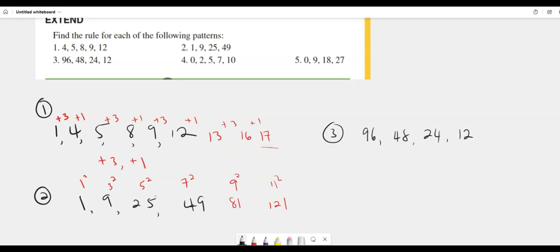Let's look at this. 96, 48, 24, 12. So we notice that the numbers are decreasing. So we can look for division or subtraction to result in smaller numbers. Okay. So let's think of division. What would they have taken from 96 to make it 48? And the answer there would be 48. What would they take from 48 to make it 24? The answer would have been 24. What did they take from 24 to make it 12? The answer there would have been 12.